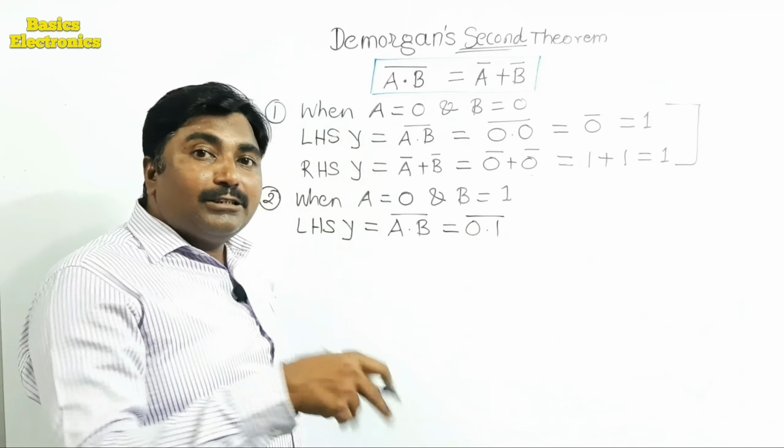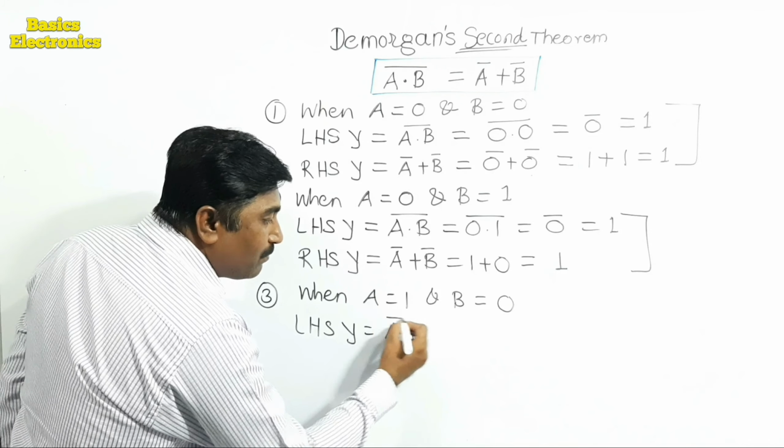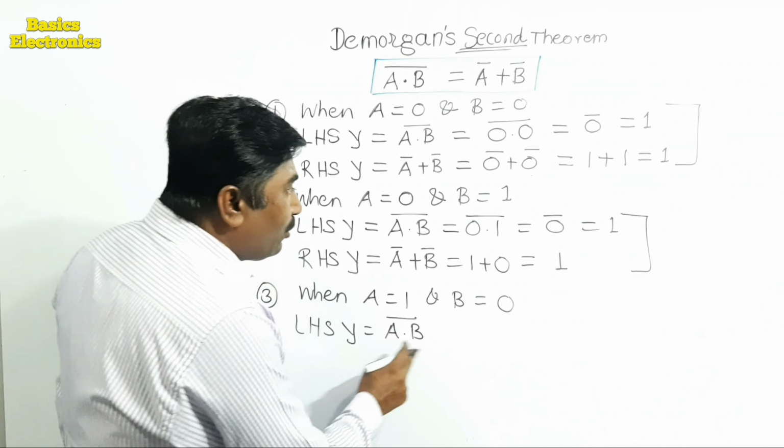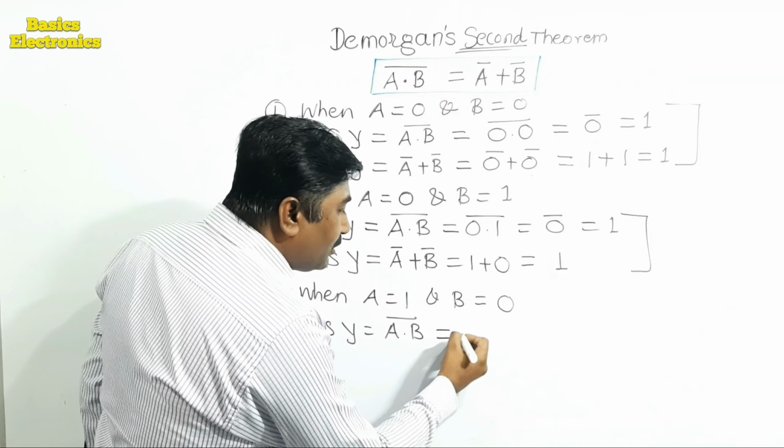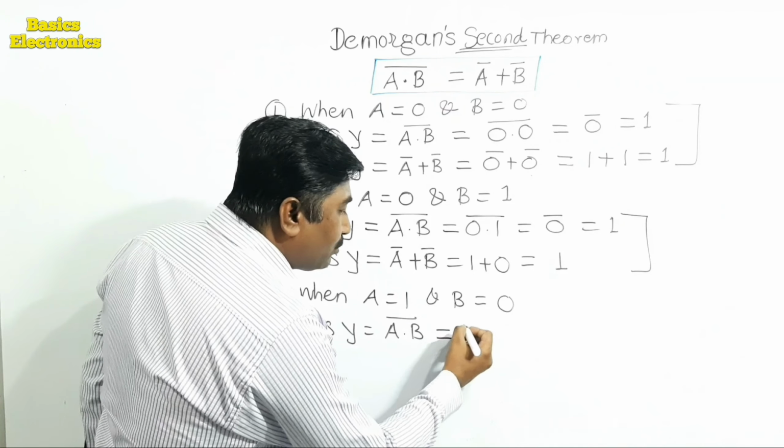Okay. Now, the third combination we can use. That third combination is when A equals 1 and B is equal to 0. On the left hand side we get LHS y equals A dot B complement, which is 1 dot 0 complement. 1 dot 0 is how much? It is equal to 0, and 0 complement is equal to 1.